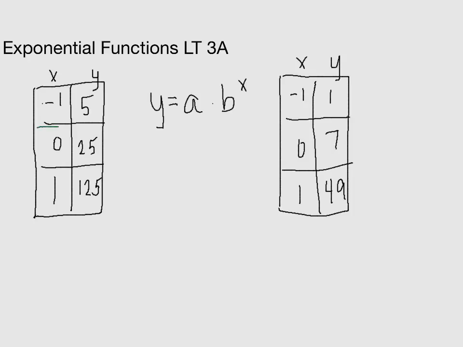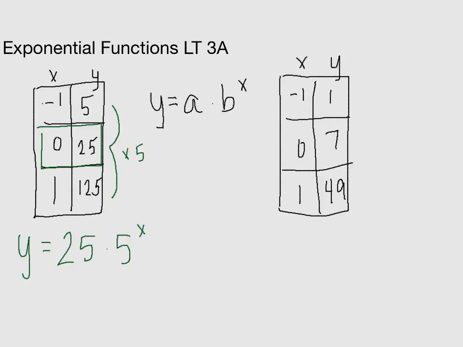I look where I have my 0, and whatever is with my 0 is my y-intercept. So I have y equals 25 times, and then I need to find my common ratio. I start with 5, then I go to 25 to 125. Each time I'm multiplying by 5, so times 5 to the x.